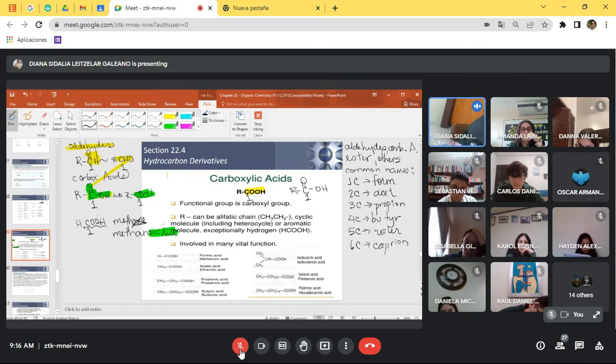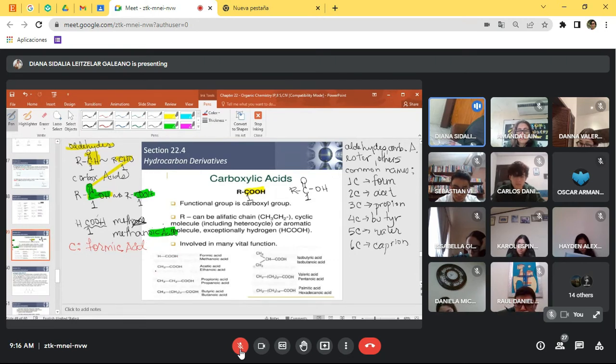So the common name for this compound following the common nomenclature will be one carbon form. So it will be common name formic acid. Questions? Form, acet, propion, butir, valer, caprion.